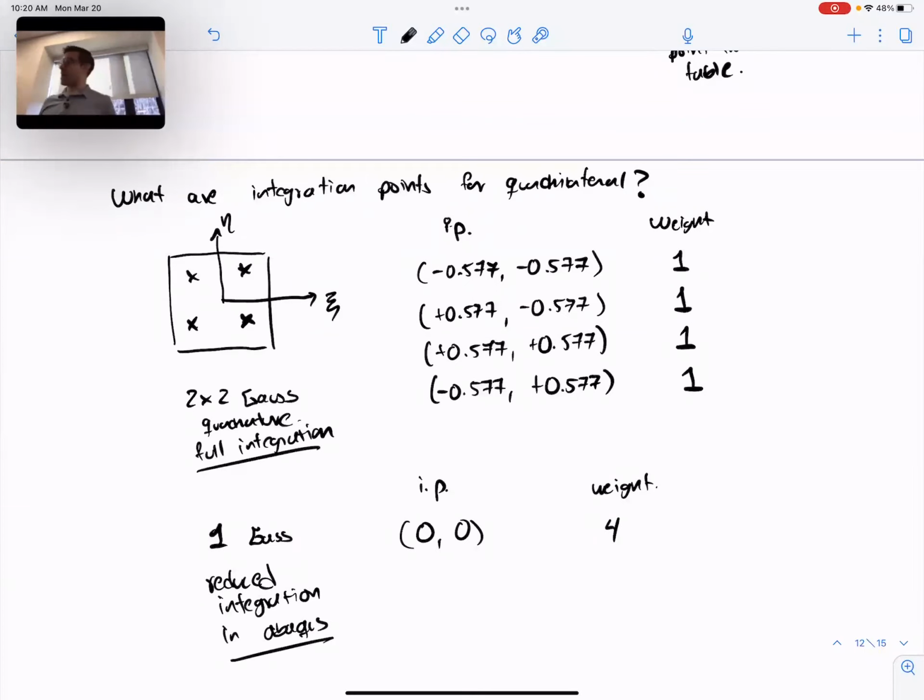So that's what Abaqus calls full integration for the linear element. That's what Abaqus calls reduced integration for the linear element. If it's a quadratic element, then full integration would be the 3 by 3, and the reduced integration will be the 2 by 2. So it depends on the order of your element. So this is for linear.